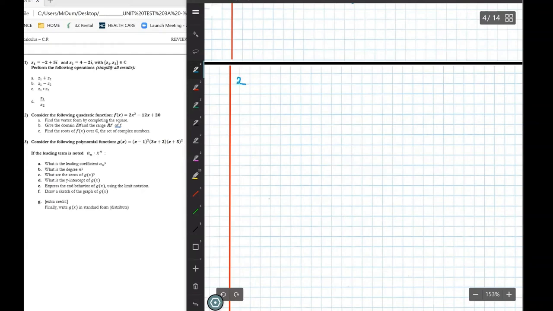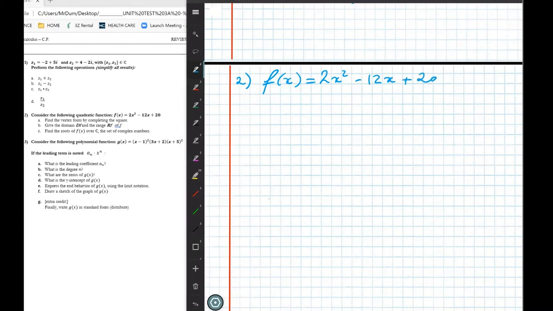For part 2, you are given a function f of x equals 2x squared minus 2x plus 20. And the first thing you are being asked is to complete the square to find the vertex form. I am being very specific. You have other ways to do it. I'm asking you to do it by completing the square.